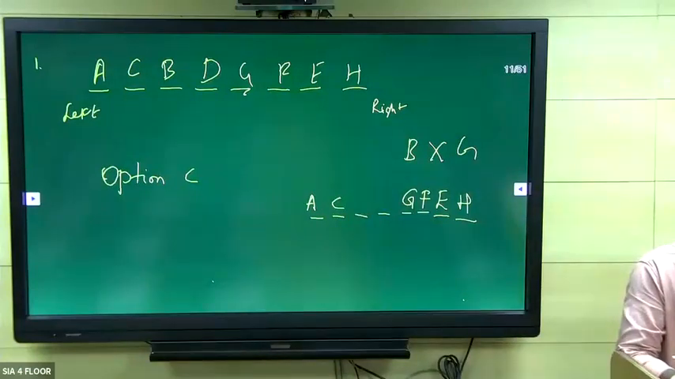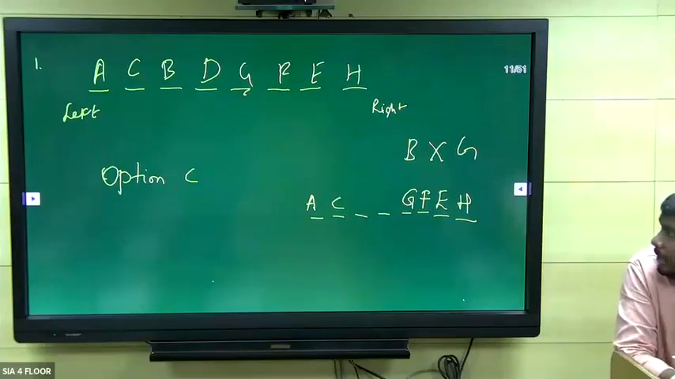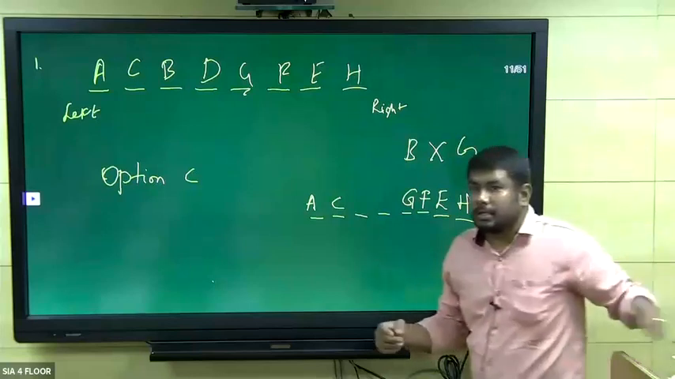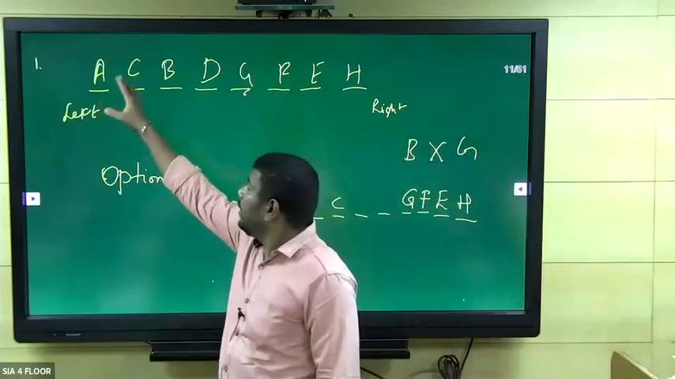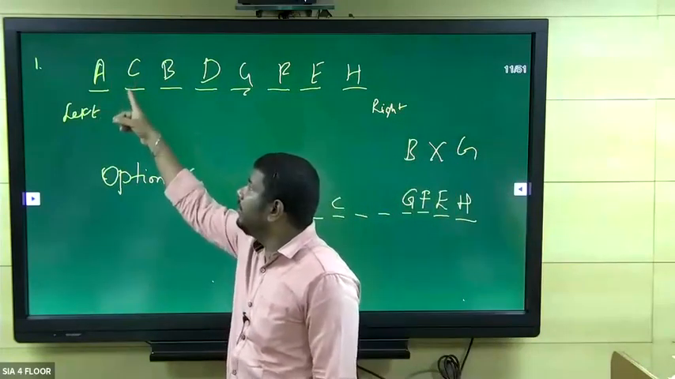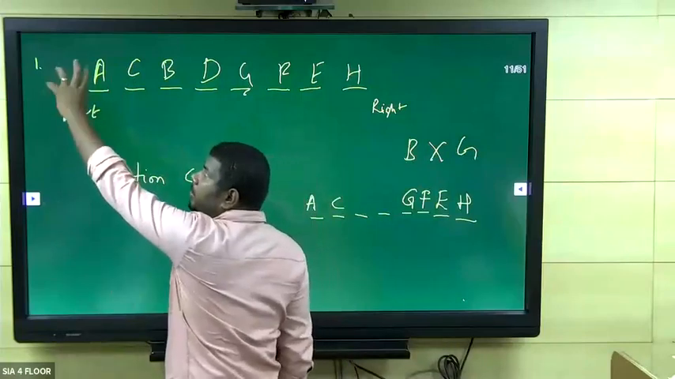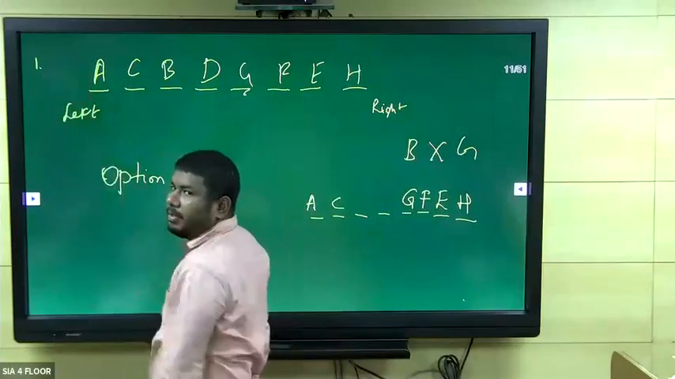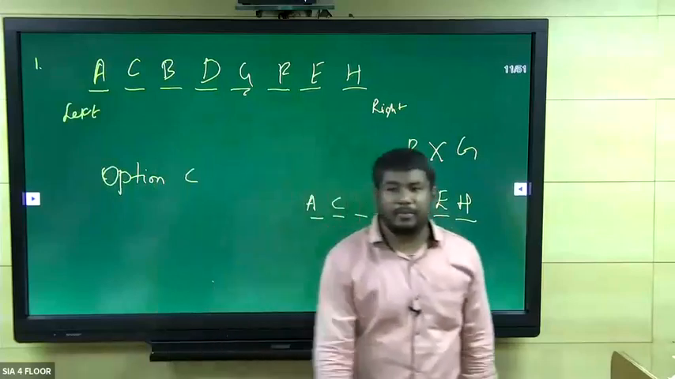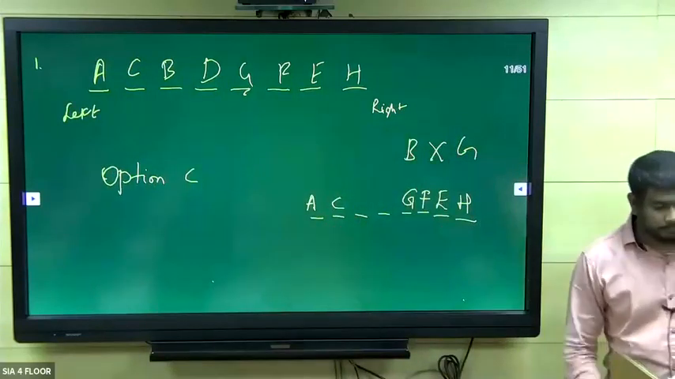Yes, Suganya, your answer is right. Meera Banumati, option A is not a correct answer because C is to the immediate right of A. So on the immediate left there is no one, because A is at the extreme left corner.